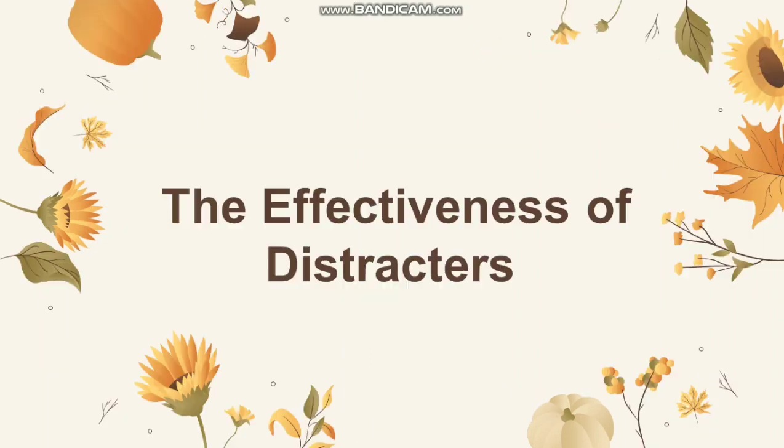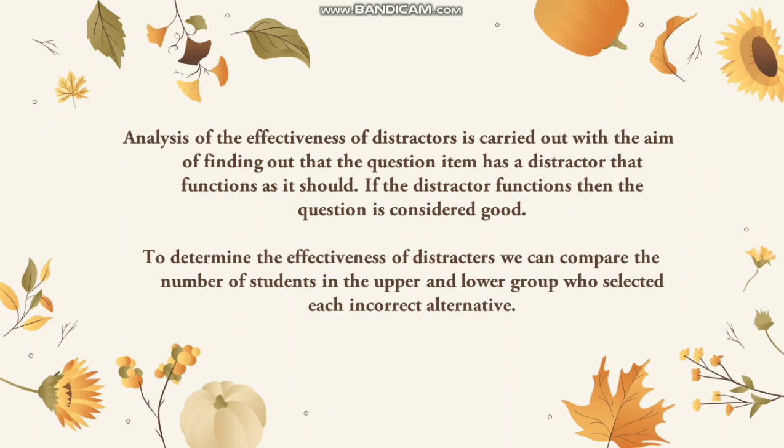And the last aspect is effectiveness of distractors. Analysis of the effectiveness of distractors is carried out with the aim of finding out whether the question item has a distractor that functions as it should. If the distractor functions, then the question is considered good. And to determine the effectiveness of a distractor, we can compare the number of students in the upper and lower groups who selected each incorrect alternative.